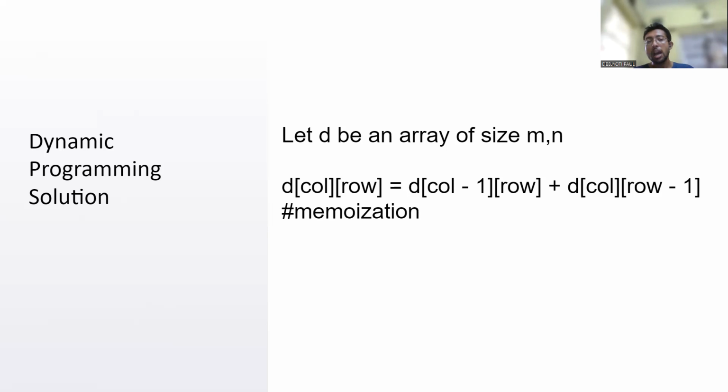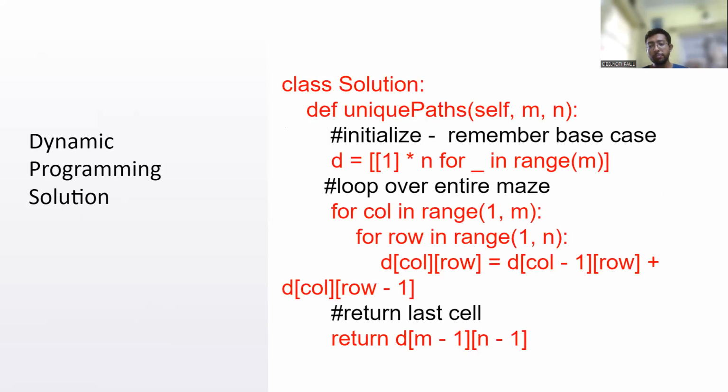If we can store this, then we don't have to compute it multiple times. So this is the final code of how to solve this problem. We initialize the entire array with 1. Why are we initializing with 1? Because we know that if there is only one cell, there is only one unique path. That is the base case, hence we are initializing every cell with 1.